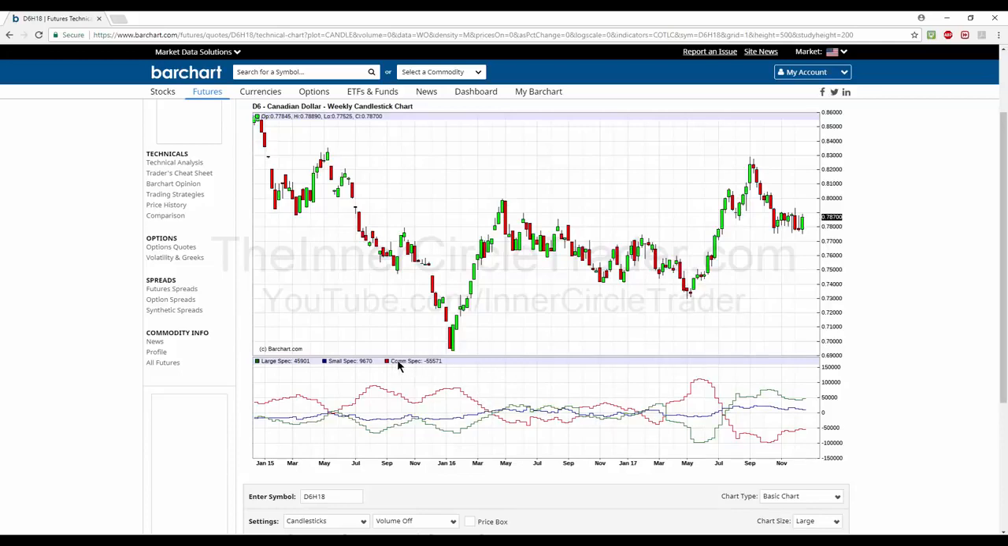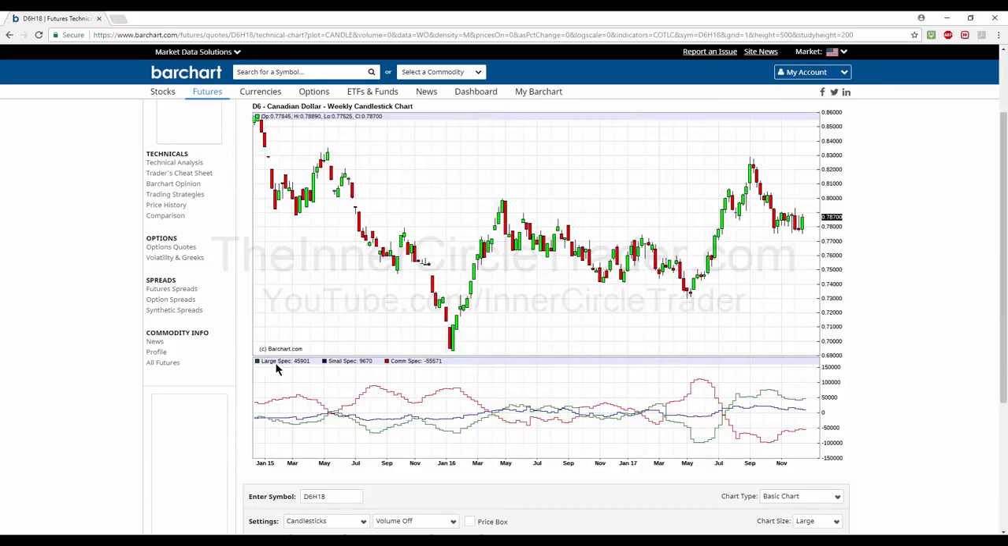Now you'll notice that there is a red line, which is commercial speculators. There's a dark blue line, which is small speculators. And there's a green line, it's large speculators. Now large speculators are like large funds, large private traders. Small specs are like anyone else in the retail world. Generally, they're wrong about everything they're doing. And the commercial speculators are many times diametrically opposed to this group over here, the large specs.